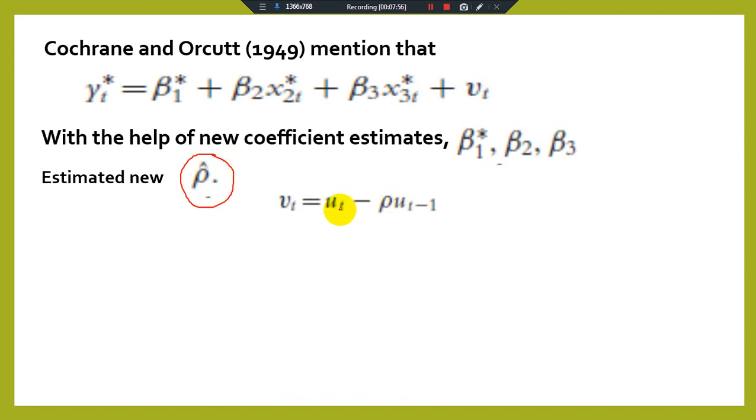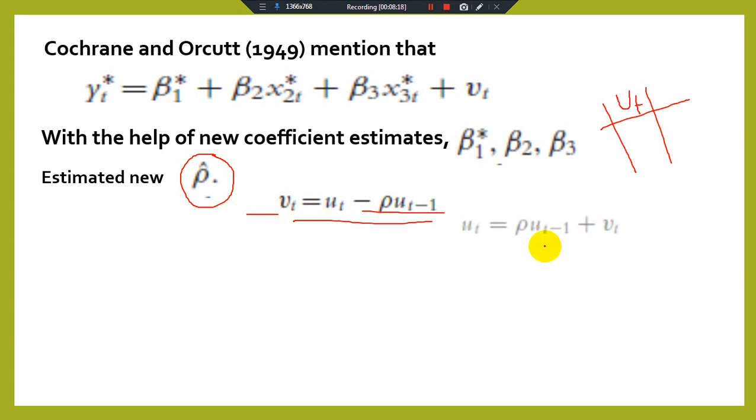Estimate a new rho estimated. For the new rho, we have vt is equal to ut minus rho ut minus 1. Previously we have a series of ut. If we add this part of the equation on this side, we get this equation: ut is equal to rho ut minus 1 plus vt. Now we have a dependent variable ut here.